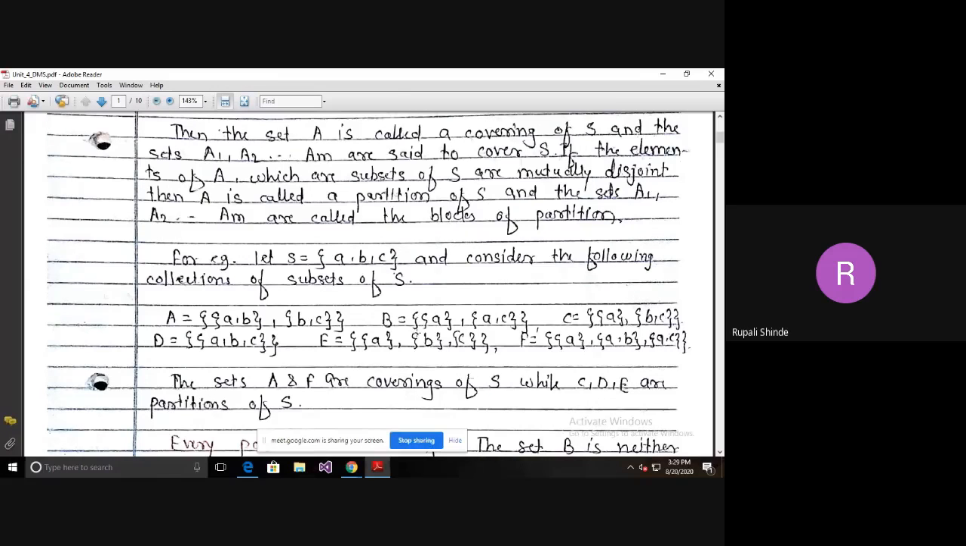Now here B is containing just two elements, A and C, but element B is missing here. That's why we cannot say that this is a covering. So this is not a covering. Now check whether this one is a partition. No, because again element A is common between these two subsets. That's why we can say that B is neither partition nor covering.